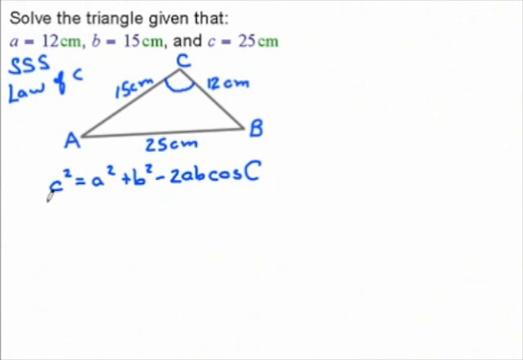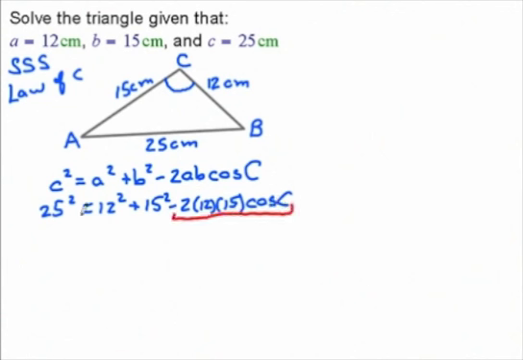Alright, so plug in what we know. C is 25, so that would be 25 squared equals 12 squared plus 15 squared for A and B, minus 2 times 12 times 15 times cosine of C. The easiest way to solve this is just to switch the places of this piece and this piece. When you flip them, this one's going to become positive on this side, and this one's going to become negative on that side. So basically, you're just switching them. And I'm just going to figure out what 2 times 15 times 12 is: 360. So when I rewrite this, it's going to be 360 positively cosine of c is equal to 12 squared plus 15 squared minus 25 squared.